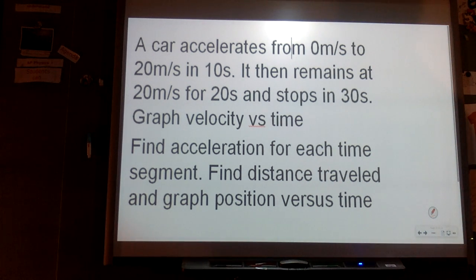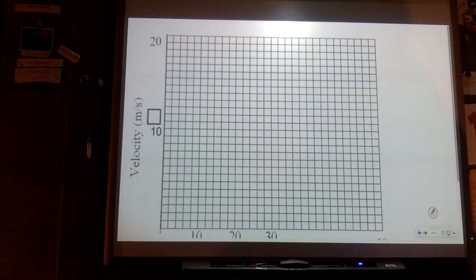All right, a car accelerates from 0 meters per second to 20 meters per second in 10 seconds. It then remains at 20 meters per second for 20 seconds and stops in 30 seconds. Graph velocity versus time, find acceleration for each time segment, find the distance traveled, and graph the position versus time. So that's a lot of steps.